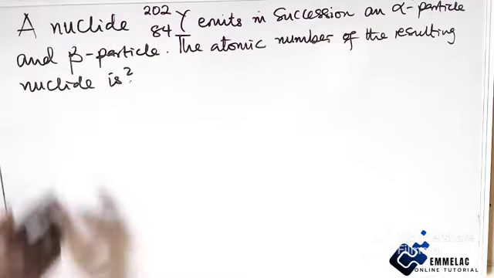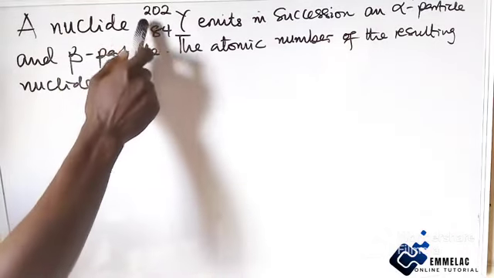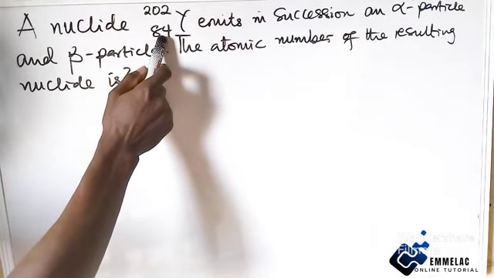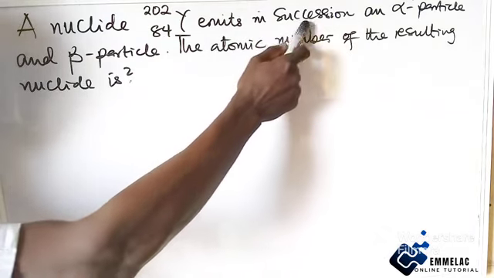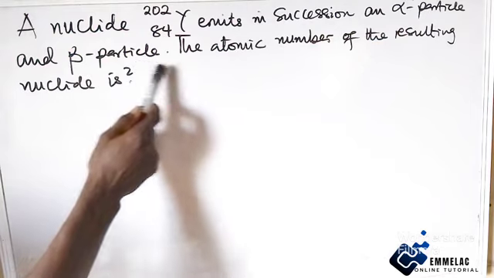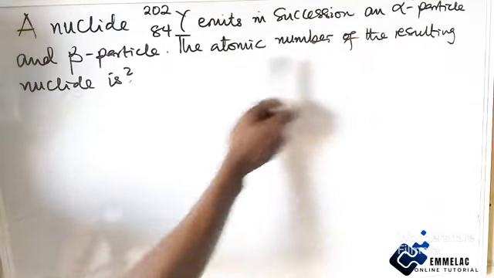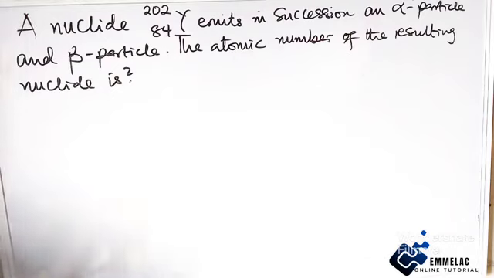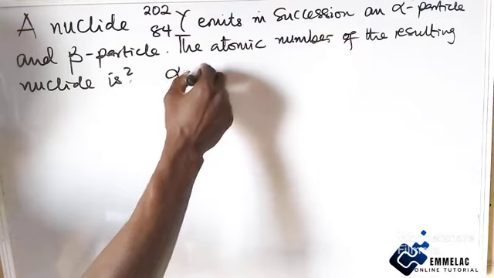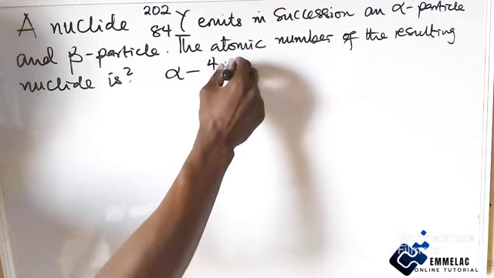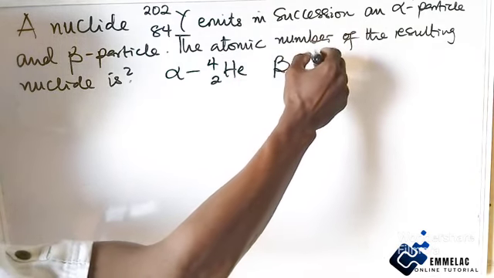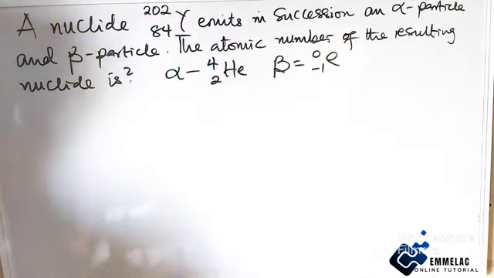I will solve this question, and it says a nuclide with a mass number of 202 and atomic number of 84 emits in succession an alpha particle and a beta particle. Now the atomic number of the resulting nuclide is? Let us recall that the symbol for an alpha particle is given as helium, and the beta is represented as this, which is an electron.